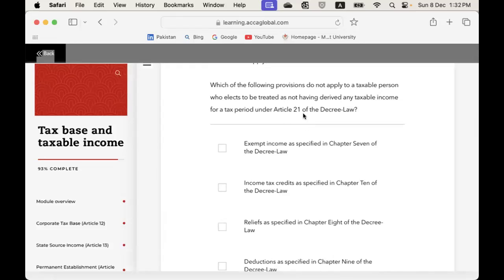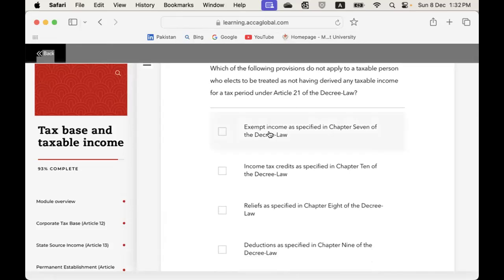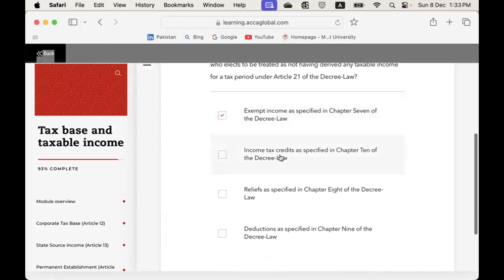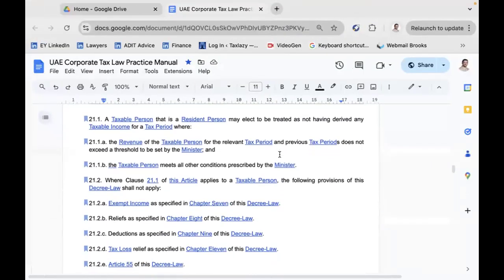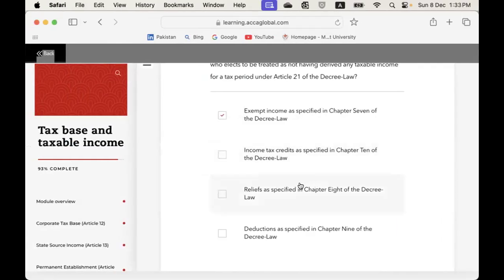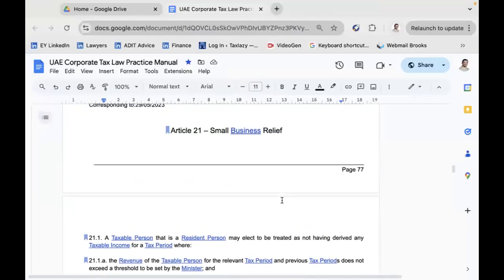So, under small business relief, things go out of the purview, right? What were those? Exempt income will not apply, right? We read that if you have gone for a tax holiday, then exempt income will be disregarded. What else? Income tax credits as specified in chapter 10 of the decree. Tax credits, I don't recall reading this. No, it is not there. Reliefs as specified in chapter 8 of the decree law.